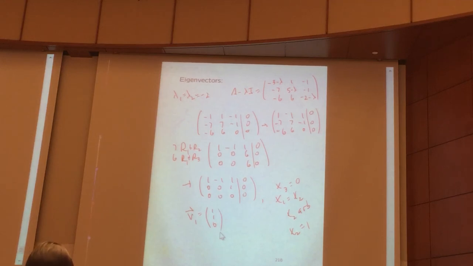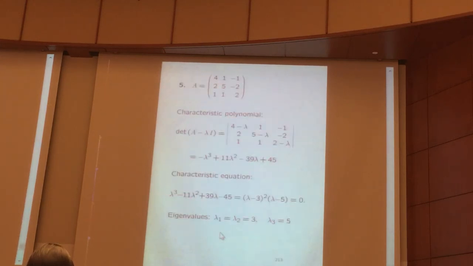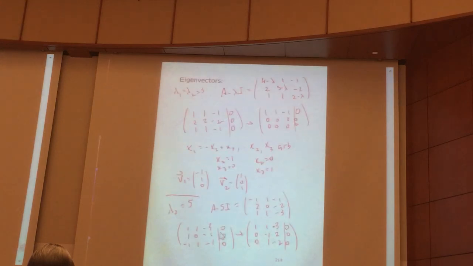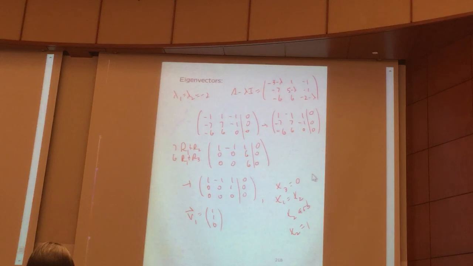Okay, but contrast these last two examples. Here we have a repeated eigenvalue, but got 2 independent eigenvectors, right? Here we have a repeated eigenvalue, only one eigenvector.